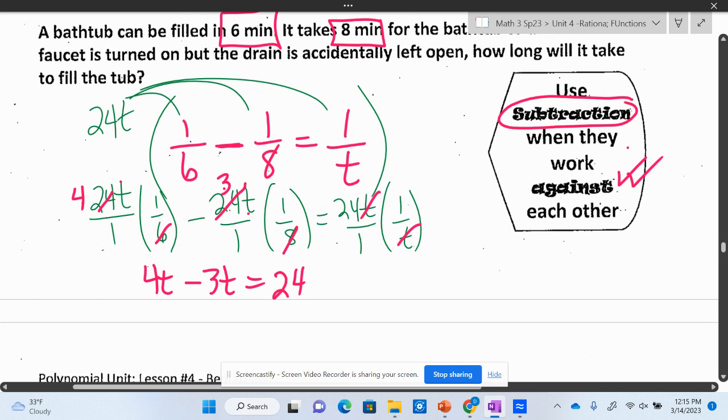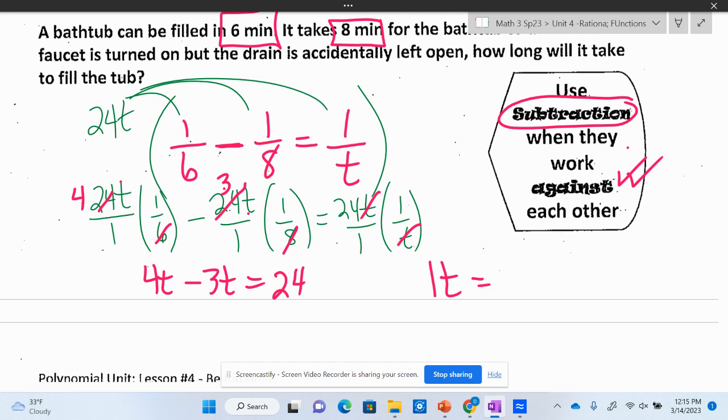So 4t minus 3t is 1t. So the time that it's going to take is 24 minutes. If they're working against each other, it's going to take 24 minutes.